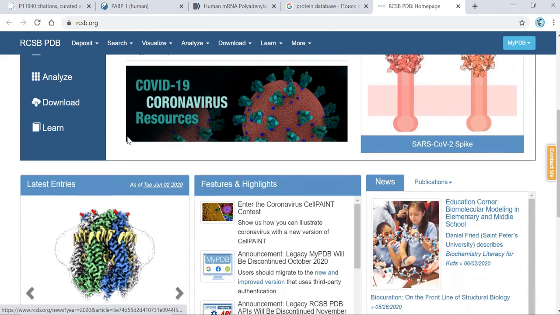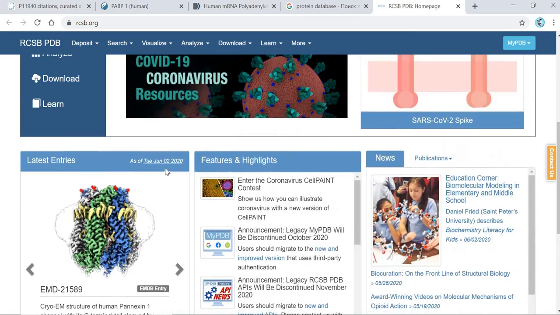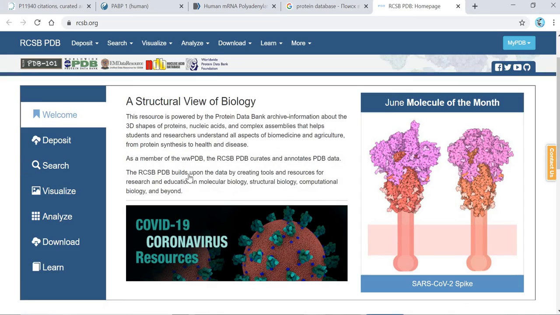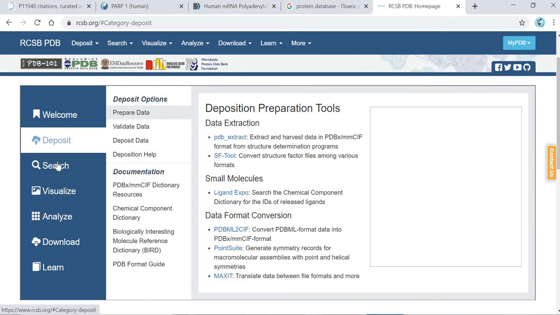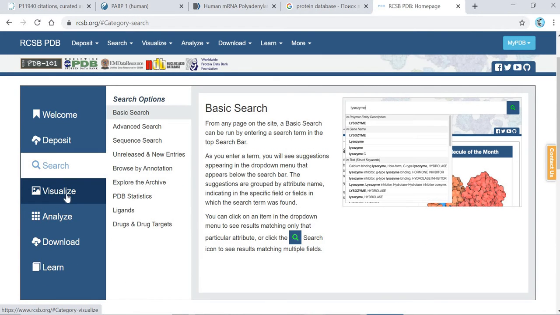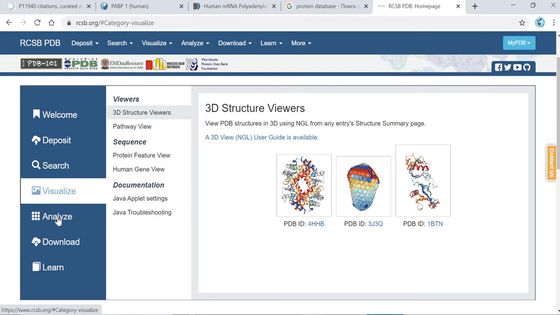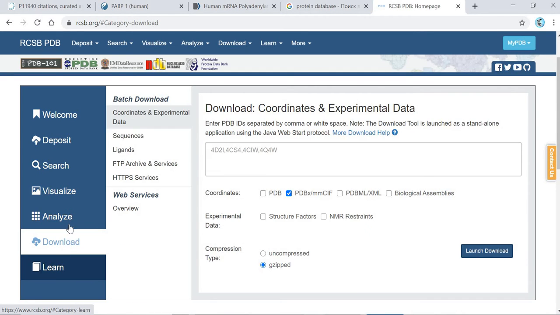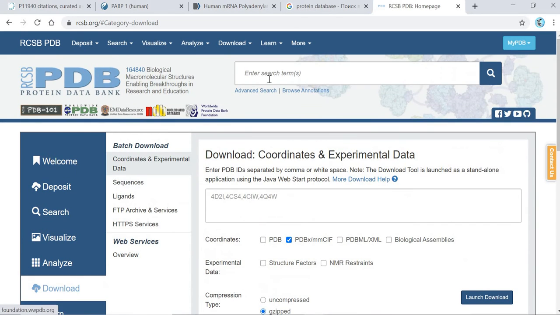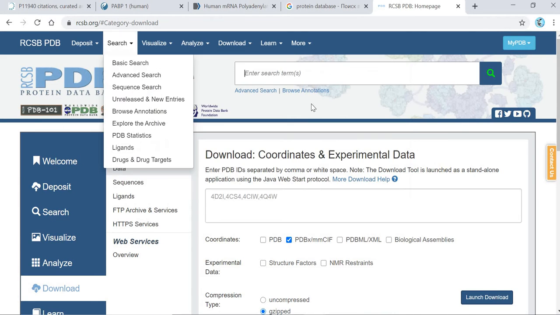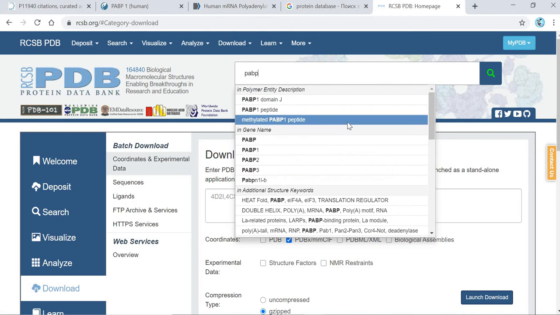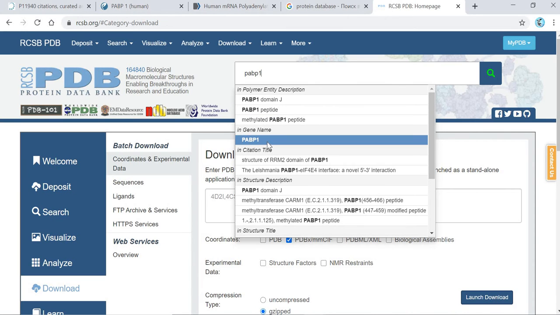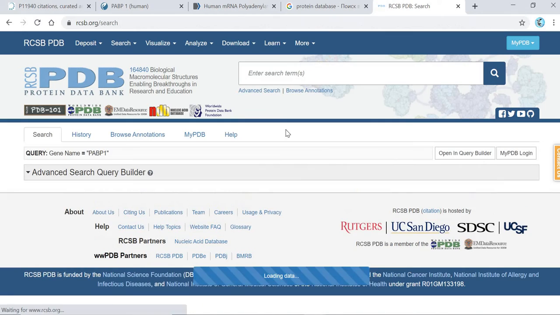Okay, so here the interface of this database looks like this. Everything is understandable. What you need is here. You can enter what you need, and then you can download. Actually, most people here just enter the code for proteins and download the protein. So I'm interested in PABP1. PABP1 is poly A binding protein.